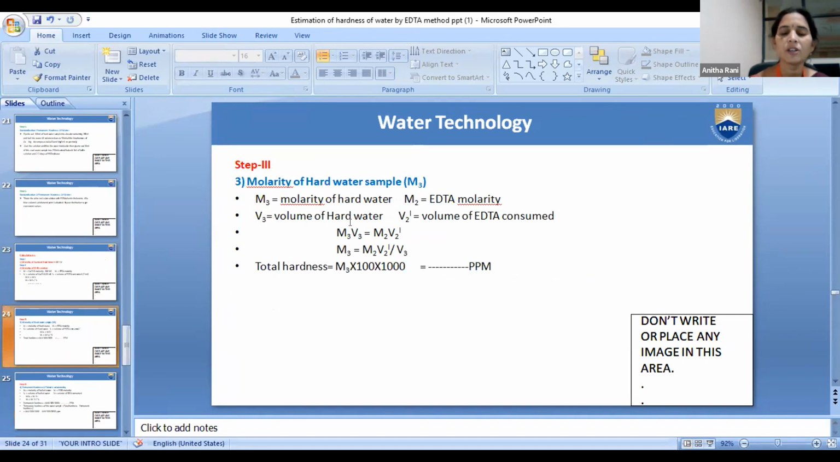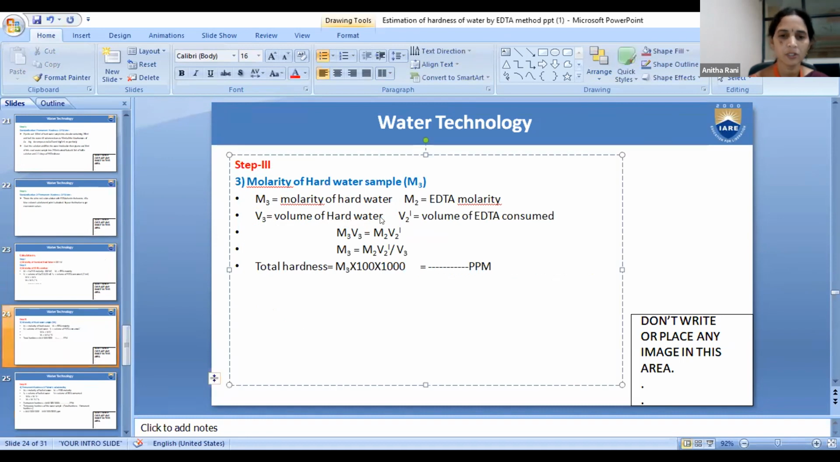V3 is volume of hard water. Students, you take 20 ml only. So 20 ml hard water and V2 dash is how much volume of EDTA consumed with the hard water. So M3V3 is equal to M2V2 dash. That is the formula. M3 is equal to M2V2 dash by V3. M2 is already we discussed.